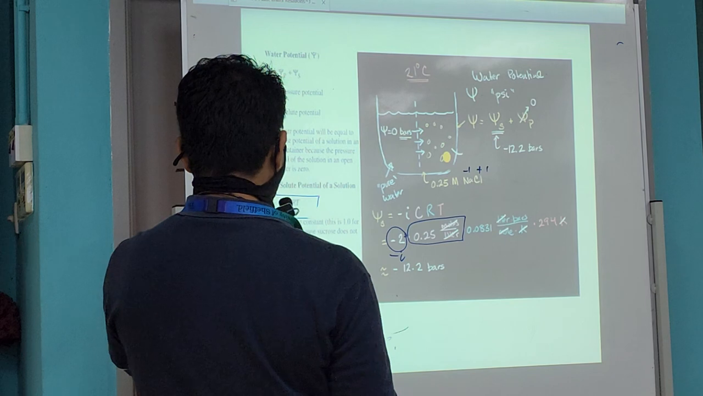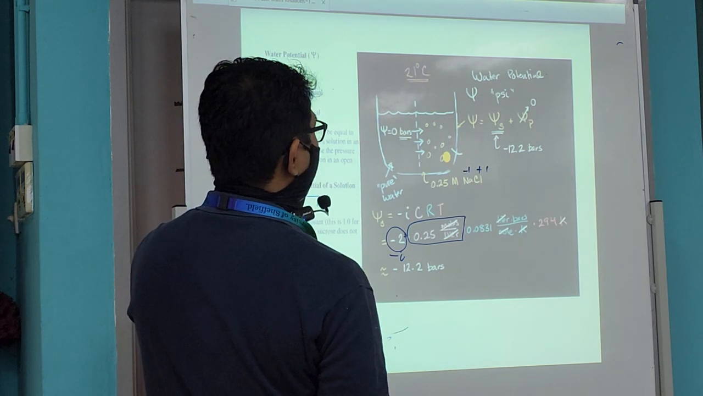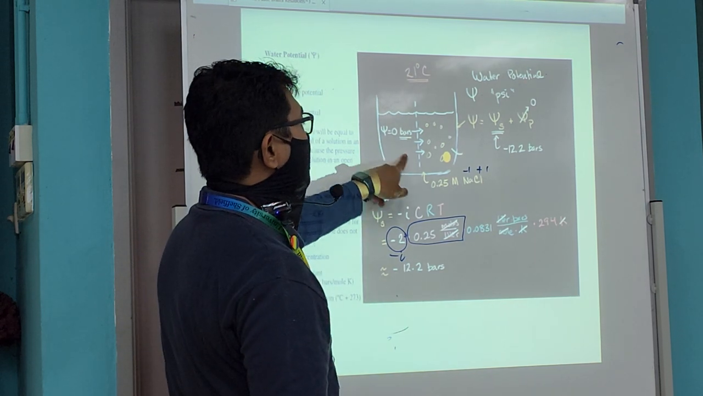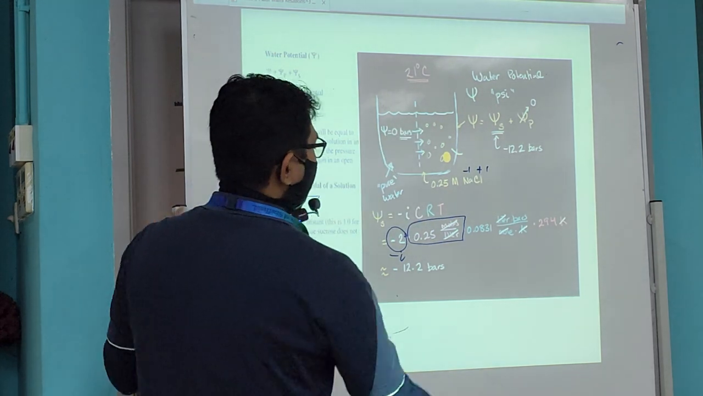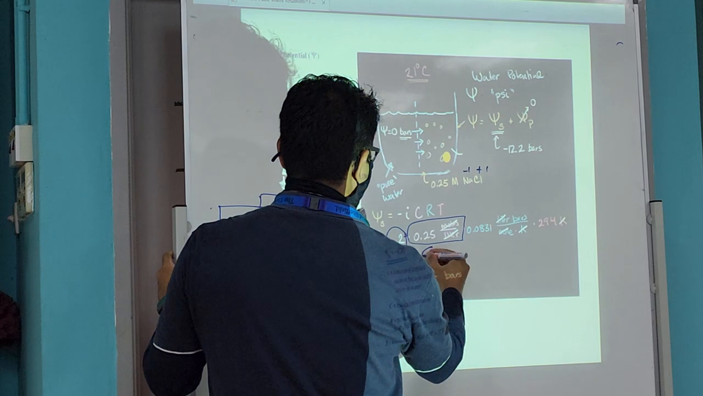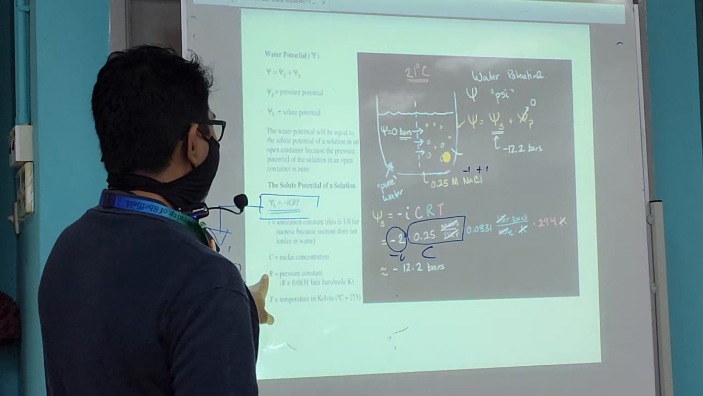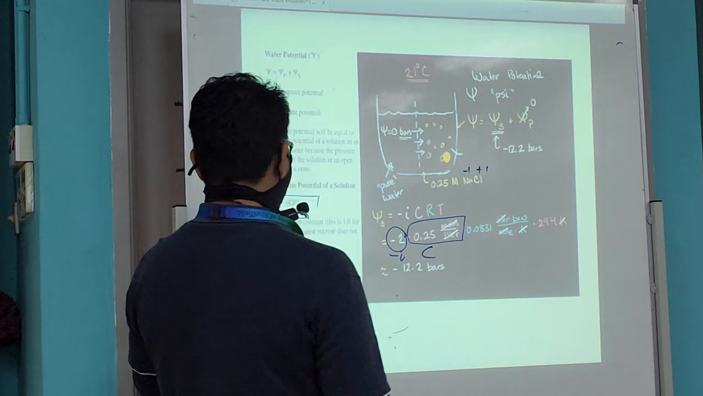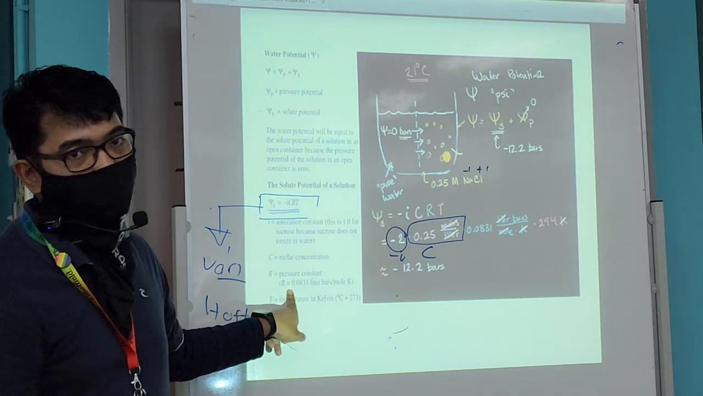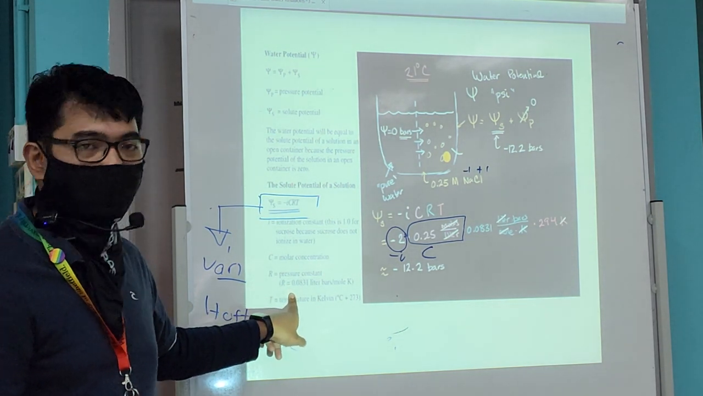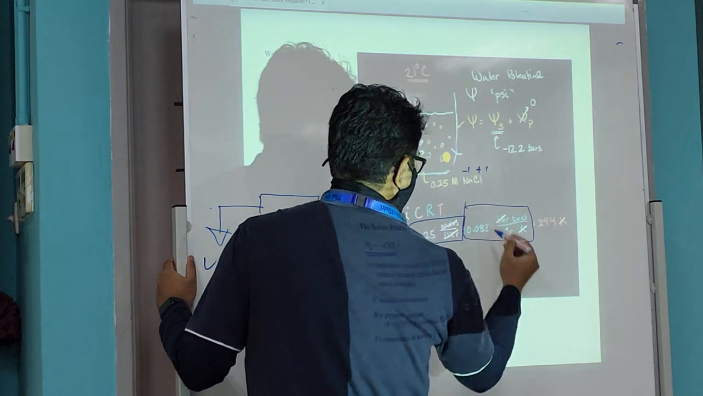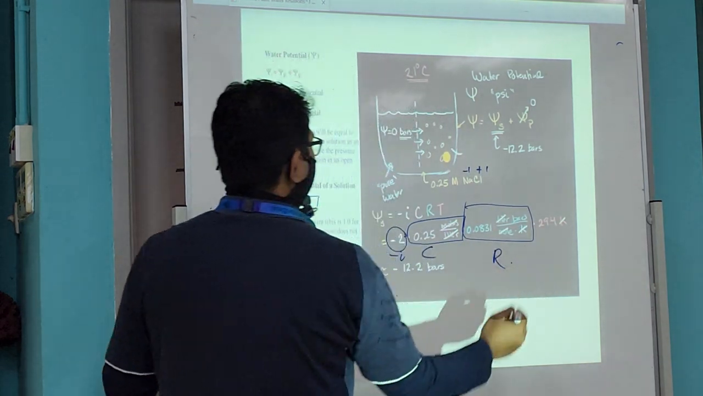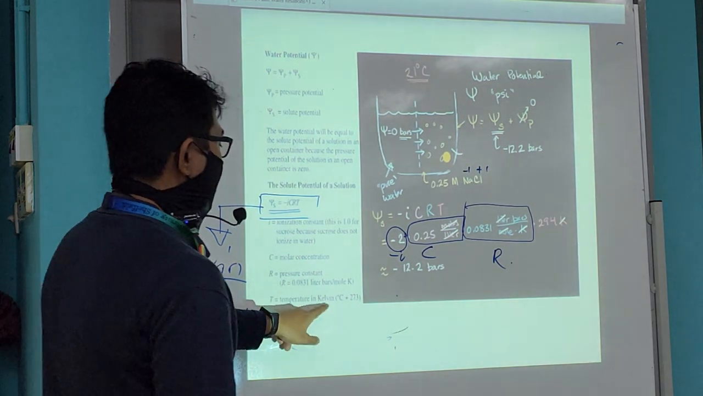So what is it exactly? This is the molar concentration. Molar concentration of what? Of the sodium chloride solution, which is C. And then it's times R. R is the pressure constant. It is constant, you don't have to memorize it, it is given. And then you multiply by the temperature in Kelvin.